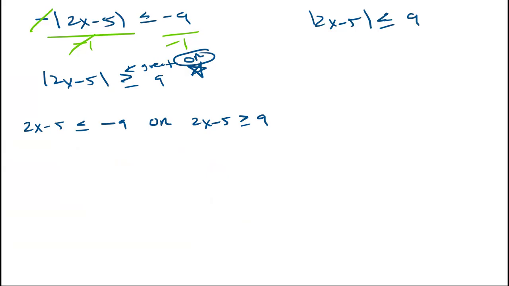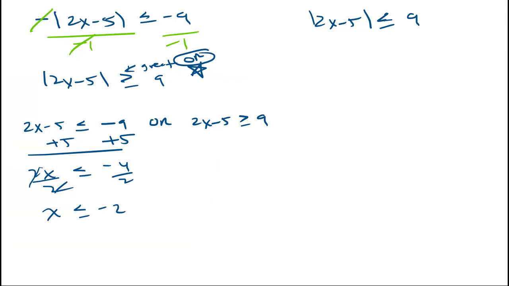Actually, let's keep going on this. So I'm going to add 5. That gives me 2x is less than or equal to negative 4. Divide by 2. So x is less than or equal to negative 2. And again, I still have "or" here in the middle. Add 5. We got 2x is greater than or equal to 14. Divide by 2. So x is greater than or equal to 7.